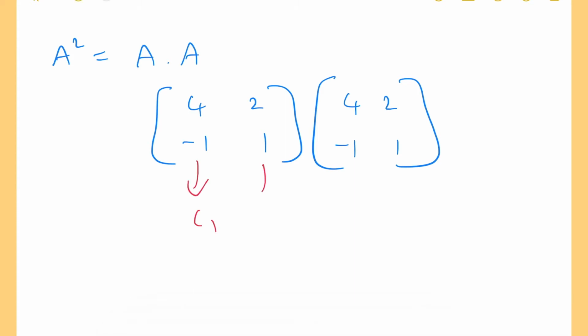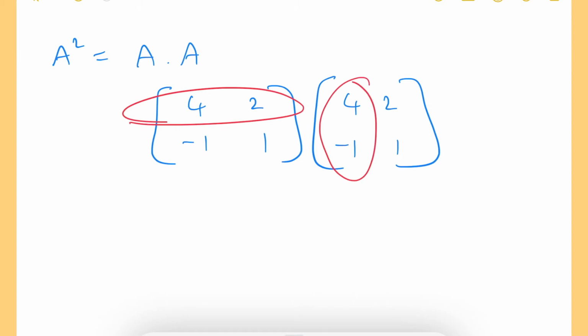Here 2 columns are there, 2 rows are there. So we can do multiplication. Okay, let us start doing multiplication now. First row multiply with the first column: 4 into 4 plus 2 into minus 1.